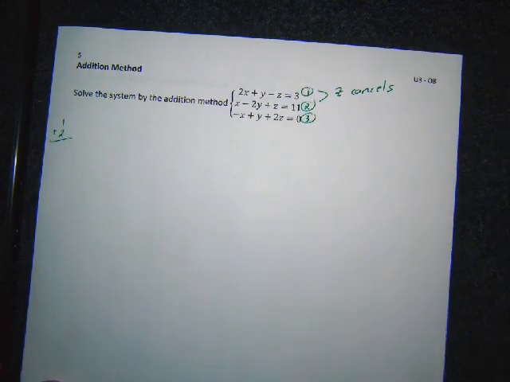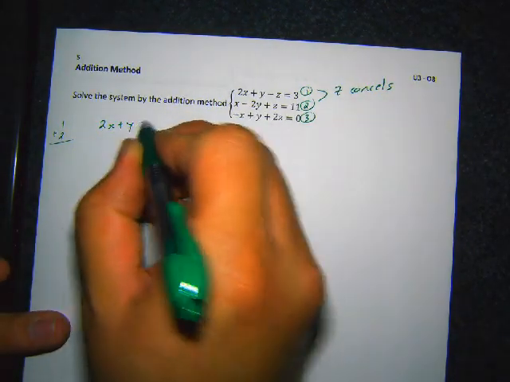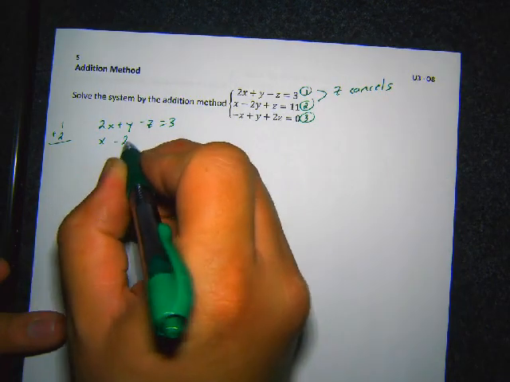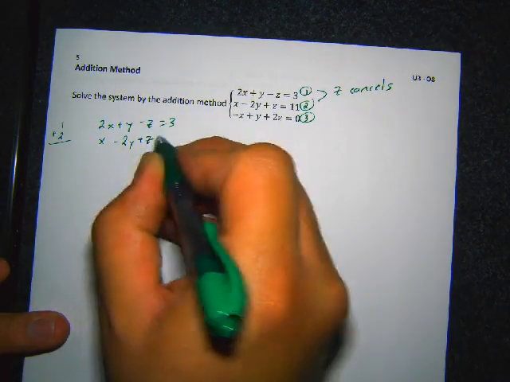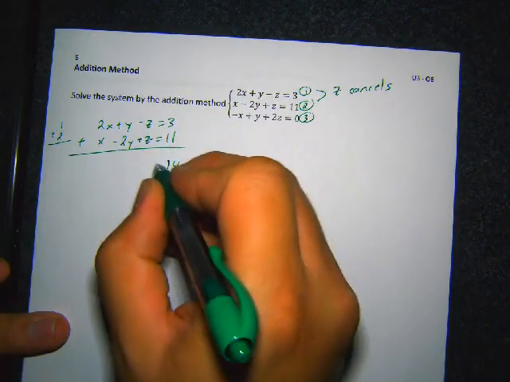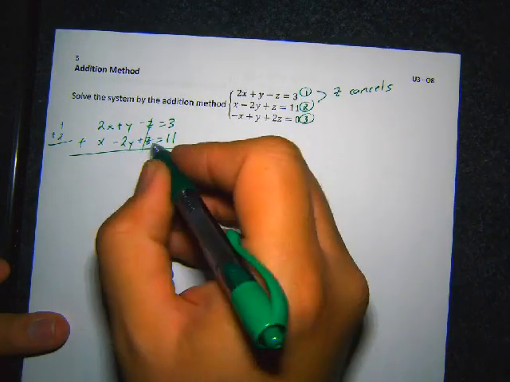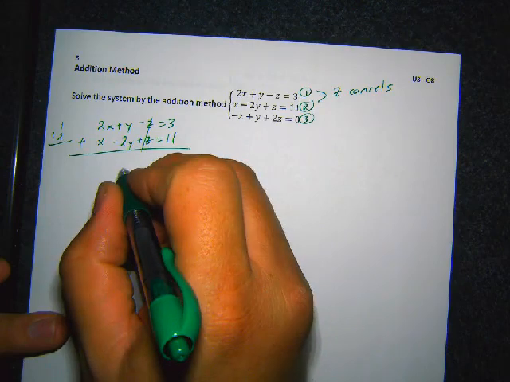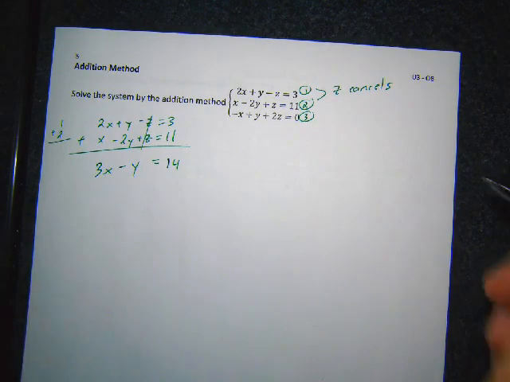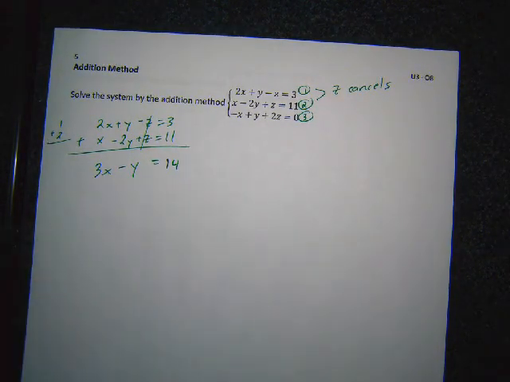I'm going to look for a pair where I can cancel something at least. So I'm going to do 2x plus y minus z equals 3, and they are lined up. Make sure they're always lined up before you start adding. Minus 2y plus z equals 11. Add those up: 3 plus 11 is 14, equals... z plus negative z cancels, so there's nothing there. y plus negative 2y is just minus y, and 2x plus x is 3x. So by doing that, we eliminate z and get an equation that's just x and y.